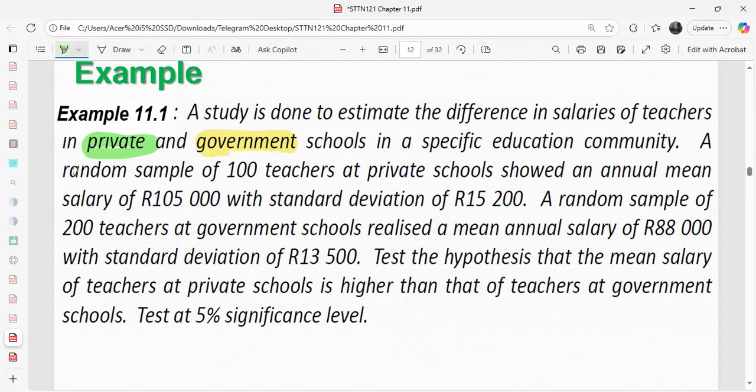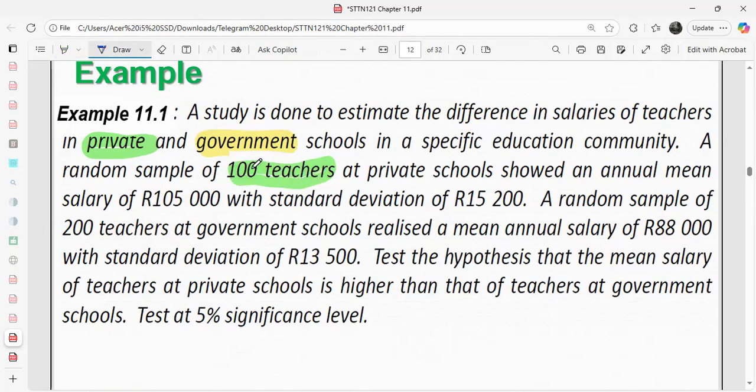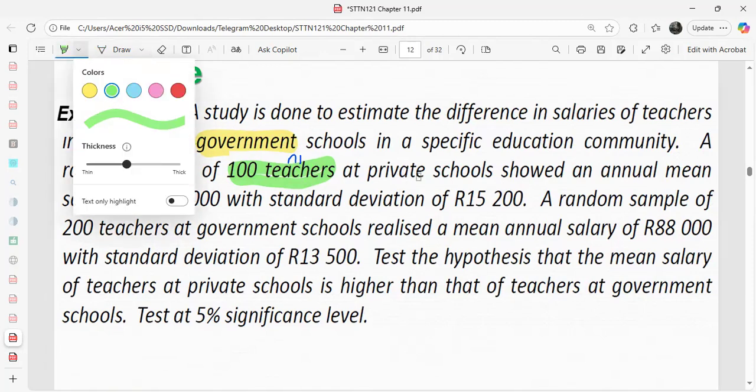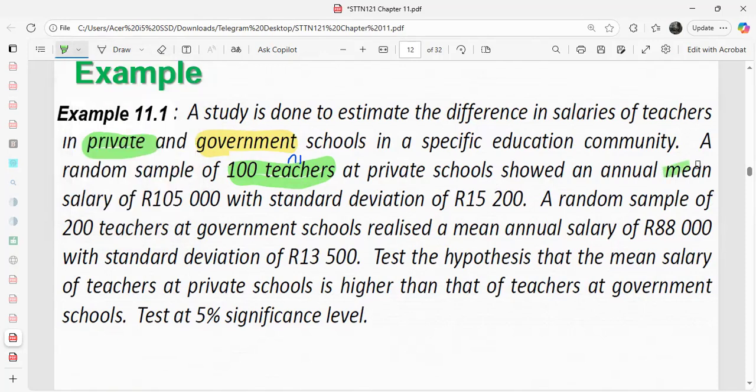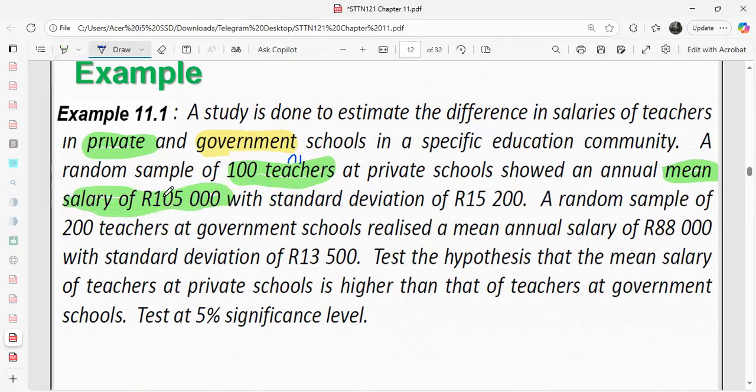Now, a random sample of 100 teachers at private. This is a random sample, so this is N1. I hope we can all see that. N1 for the private. And then at private school showed an annual mean, meaning the sample mean here. It's 105 here. This is not the standard deviation, it's the mean. So this is the mean, which is x bar 1.